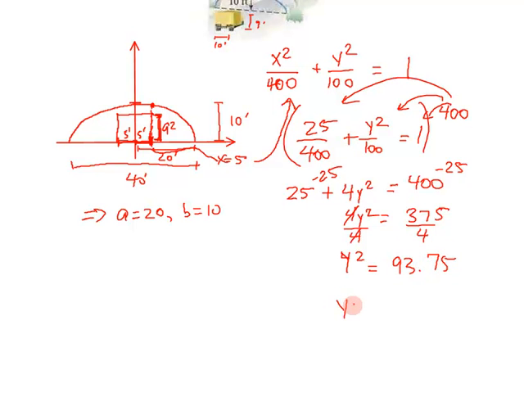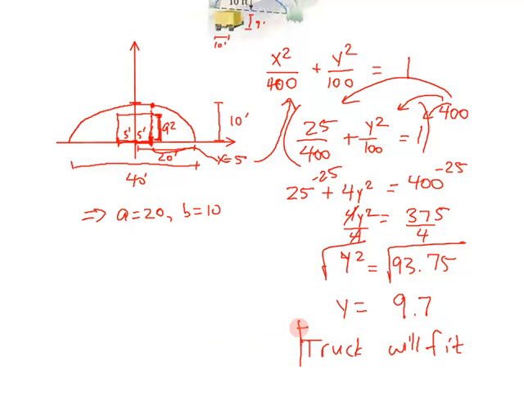Take the square root of both sides, y would be about 9.7. And it's positive because we know it's going up. It could also be negative, but negative doesn't make sense in the context of this problem. So does the truck fit? Well, the height of the ellipse 5 feet over is 9.7. So yes, the truck will fit because the truck was only 9 feet high.